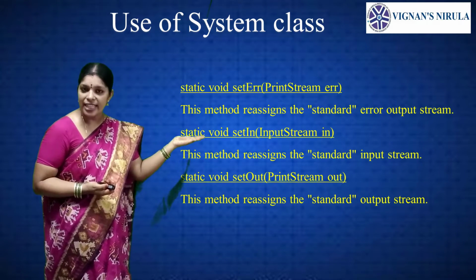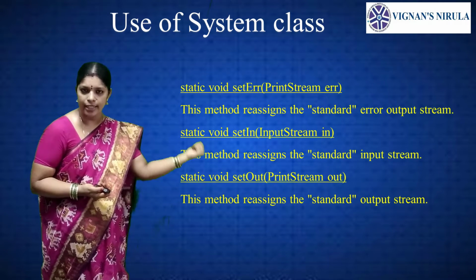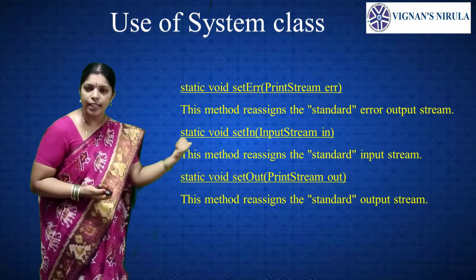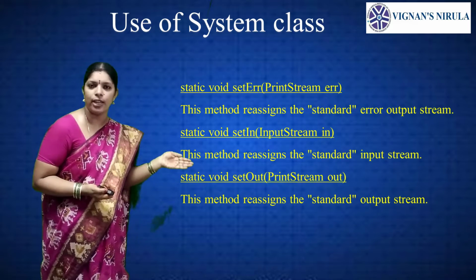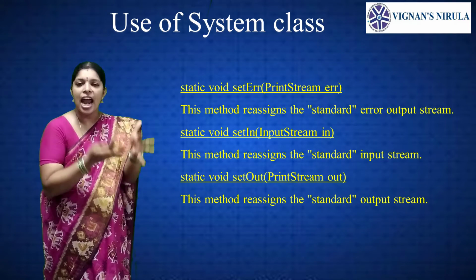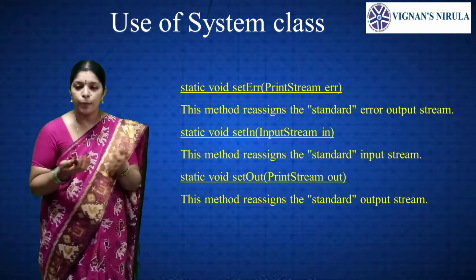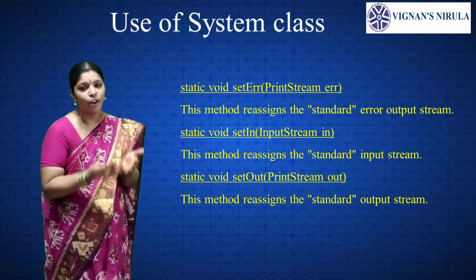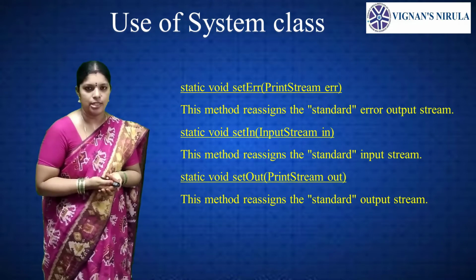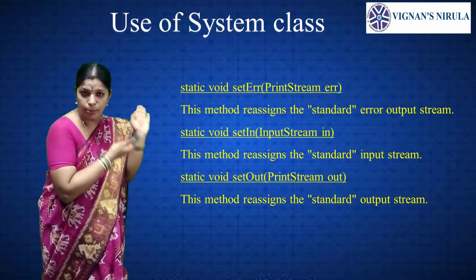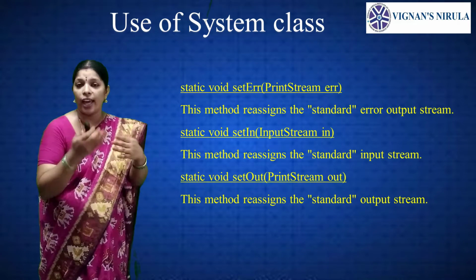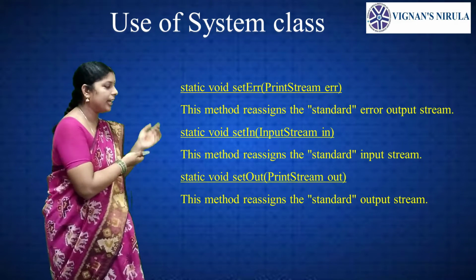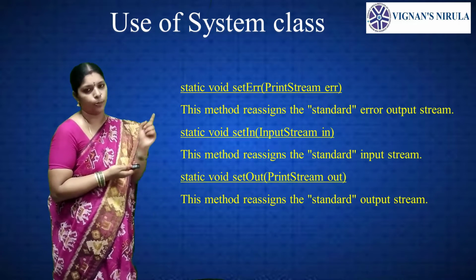Static void setErr, static void setIn, static void setOut. By using these, we are assigning the standard input, output, and error output streams to the in, out, and err variables. By using these three methods, we are reassigning the standard input, output, and error output streams.